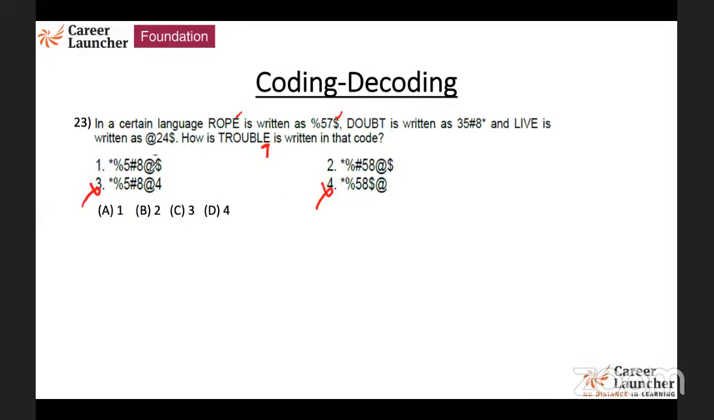Now, once you know that it is not 3 and 4, all I have to check is the fourth word from here. This is 5 and the fourth is hash here. What is the fourth word? U. What should be U? It has to be hash. It is not 2. Therefore, answer is 1. Therefore, answer is A. This is a way to look at these kind of questions.